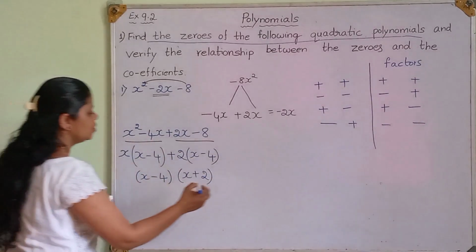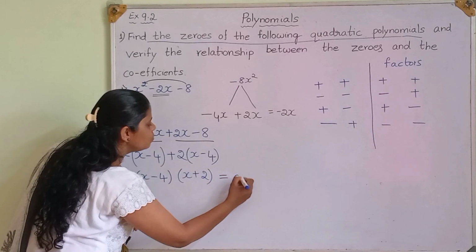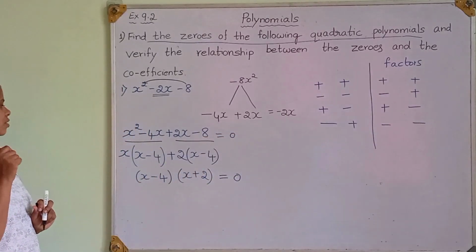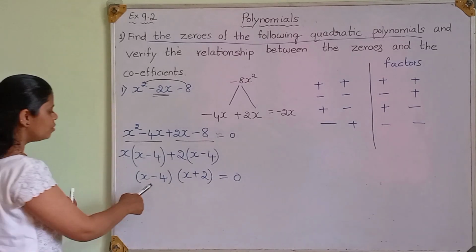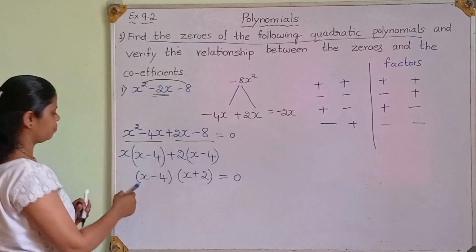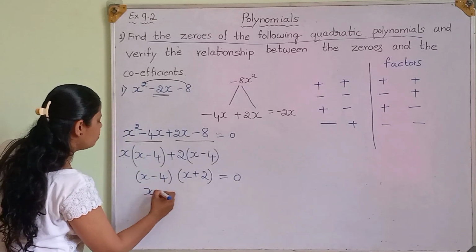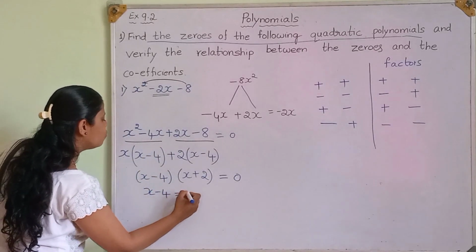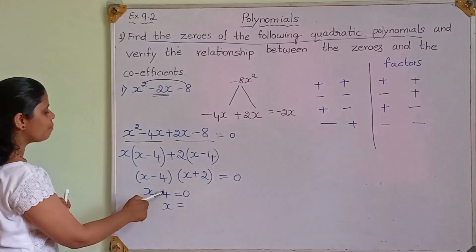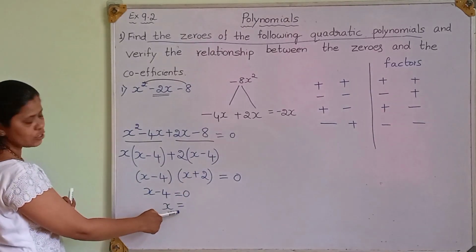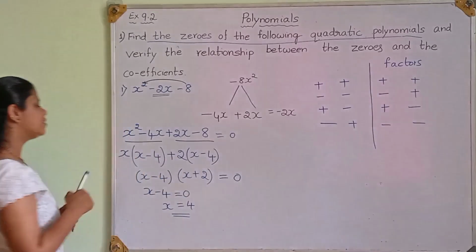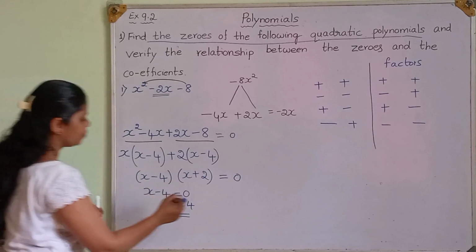And we will equate it to 0. We will equate the quadratic equation to 0. Now first let me equate this x minus 4 to 0. x minus 4 is equal to 0. x is equal to, when this minus 4 crosses the equal to sign, it will become plus 4. x is equal to plus 4.